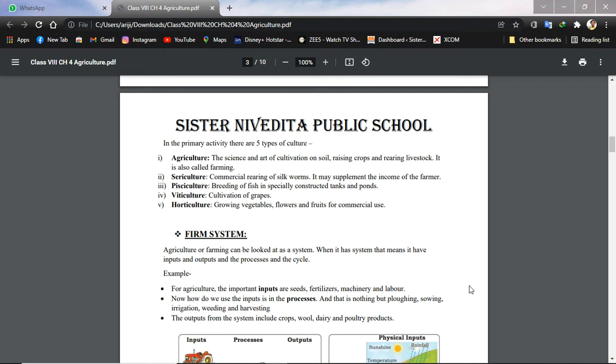Then pisciculture, which comes from fish activities, the raising of fish, especially in a tank or in a pond. That culture is called pisciculture. Number four is viticulture, the cultivation of grapes. And number five is horticulture. Horticulture is the growing of vegetables, flowers and fruits. So we find five types of culture: agriculture, sericulture, pisciculture, viticulture, and horticulture.